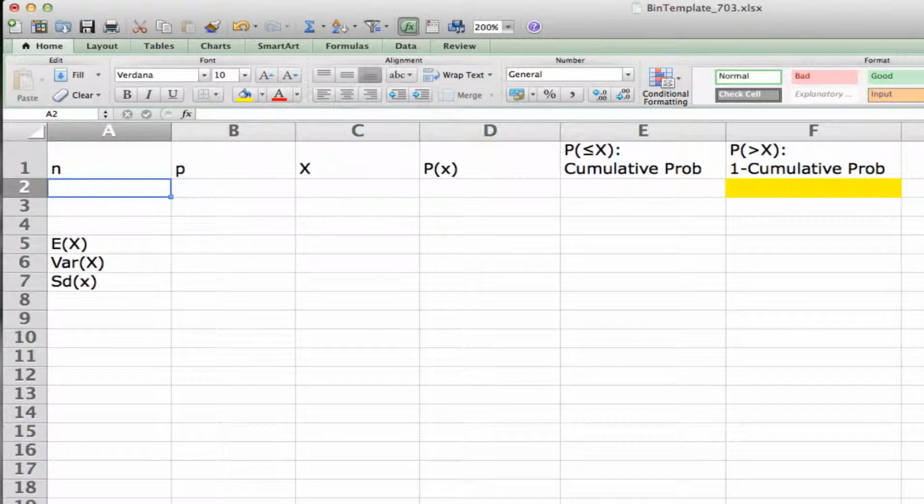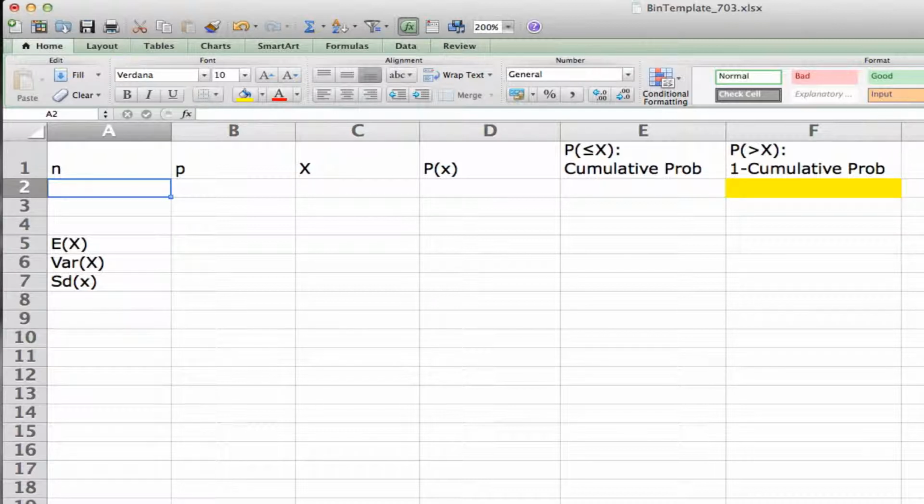So to demonstrate how to use this template, I'm going to work with problem number 36 in the text, which can be found on page 209. The question reads as follows. According to a survey conducted by TD Ameritrade, 1 out of 4 investors have exchange traded funds in their portfolio. For a sample of 20 investors, answer the following questions.